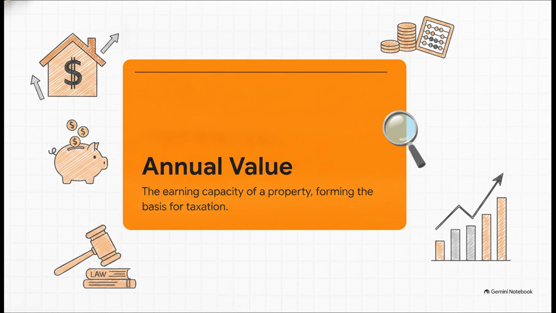Okay, before we even touch a calculator, we absolutely must define what we're actually looking for: annual value. This is exactly what the entire mechanism of Section 21 is trying to determine. In simple terms, it's the inherent earning capacity of a property. You see, the law isn't just looking at the cash you physically put in your pocket, it is looking at what the property is genuinely capable of generating. Keep this concept of earning capacity right at the front of your mind, because honestly, it explains the logic behind almost every single rule we're about to cover.